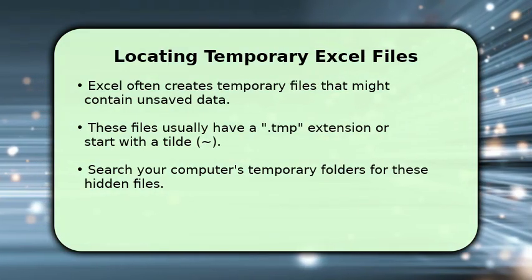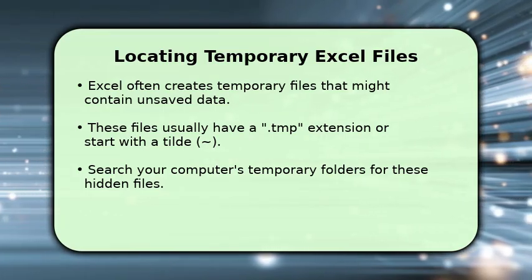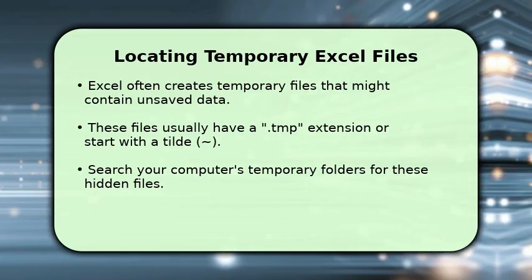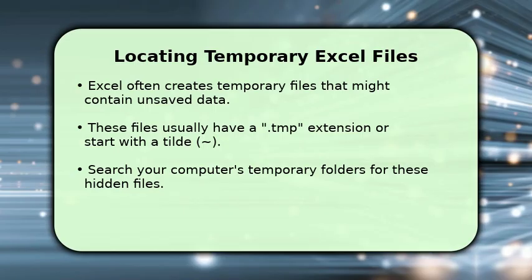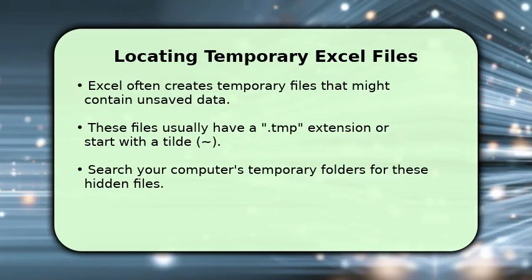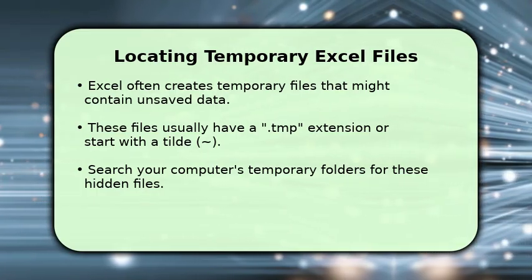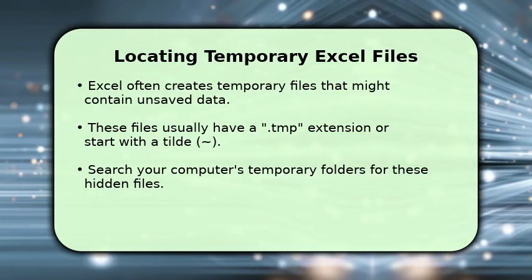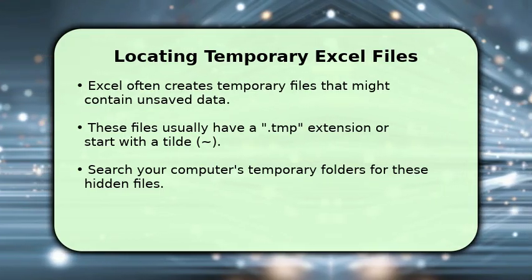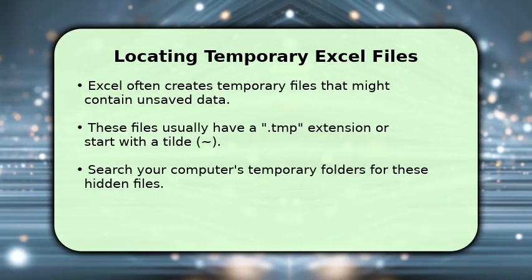Sometimes, Excel creates temporary files that might hold a copy of your work, especially if the program crashed or closed unexpectedly. These files often have a TMP extension or begin with a tilde symbol. You can search your computer's temporary folders, typically found in your user profile's app data directory, for these hidden gems. While not guaranteed, finding a temporary file can sometimes provide a recent version of your deleted Excel document, saving hours of work.